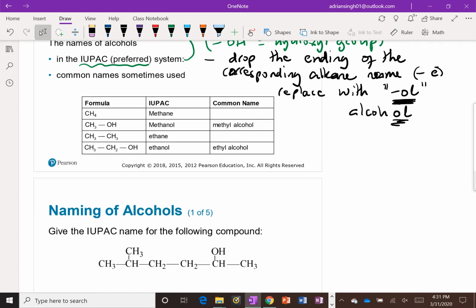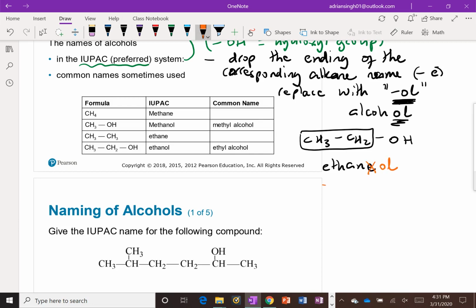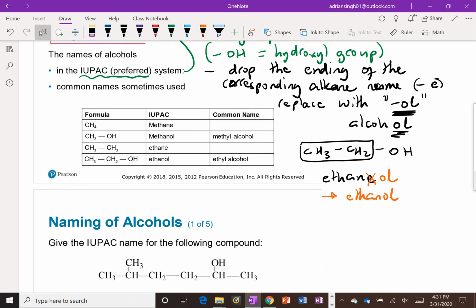All right, so for example, if we had a molecule that looked like this, our longest continuous carbon chain here is 2, right? So a 2-carbon alkane would be ethane. What we're going to do is drop that ending, which is the E, and replace it with OL. So this becomes then ethanol. You'll also notice that there are certain alcohols that have common names associated with them.